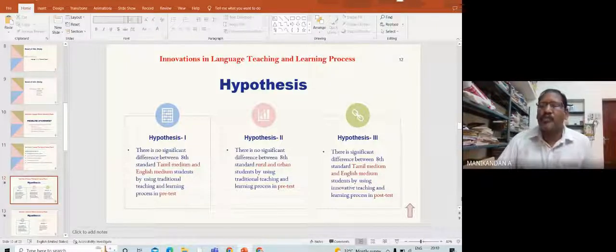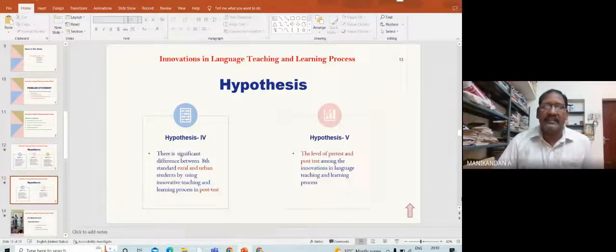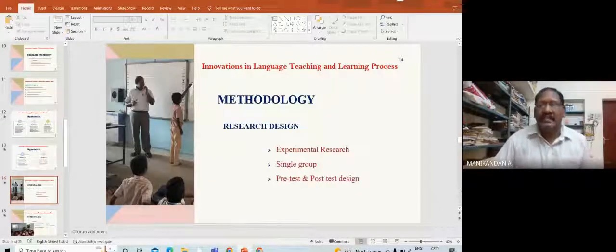This is on the post-test. And the fourth one is, there is a significant difference between 8th standard rural and urban students by using the e-content innovative classroom process. And the fifth hypothesis, the level of pre-test and post-test. It's a comparative one. My research design is experimental. It's a single group. I conduct a pre-test and post-test design.